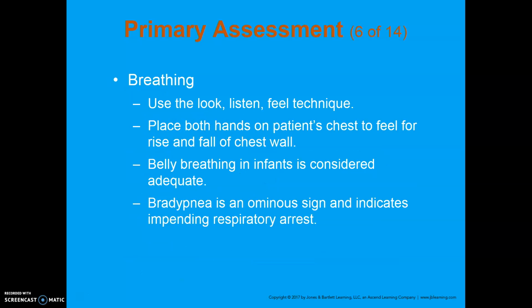Breathing, look, listen, and feel technique is what we go to in order to assess breathing. Place both hands on the patient's chest to feel the rise and fall of the chest wall. Belly breathing in infants is considered adequate because of the soft, pliable bones of the chest and the strong muscular diaphragm. Bradypnea, or a decrease in respiratory rate, is an ominous sign and indicates impending respiratory arrest.